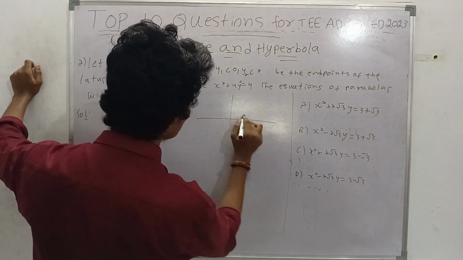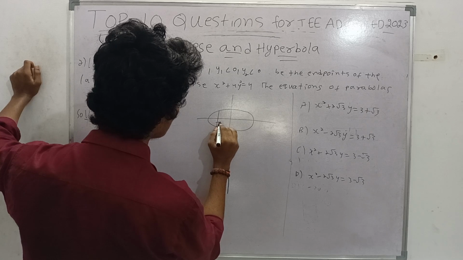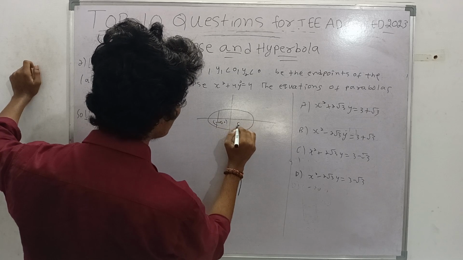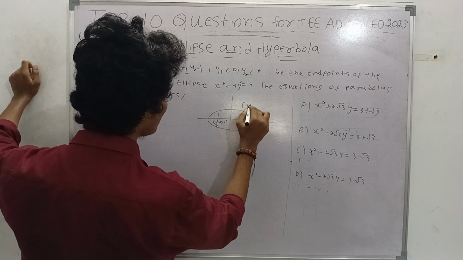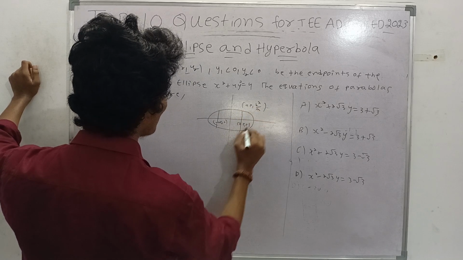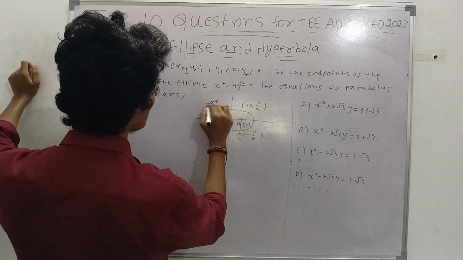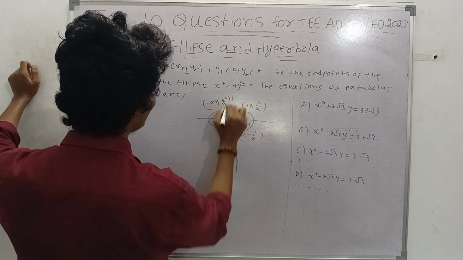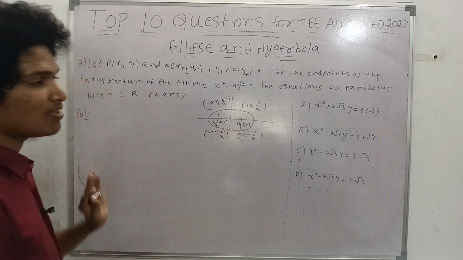They are given one ellipse. This is that ellipse, and we know the vertex point is (a, 0), the focus point is (ae, 0), and this is a latus rectum. What are the endpoints here? (ae, b²/a), (ae, -b²/a), (-ae, b²/a), and (-ae, -b²/a). I just located the endpoints of the latus rectum.